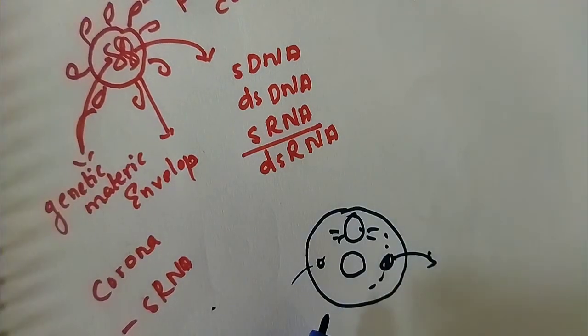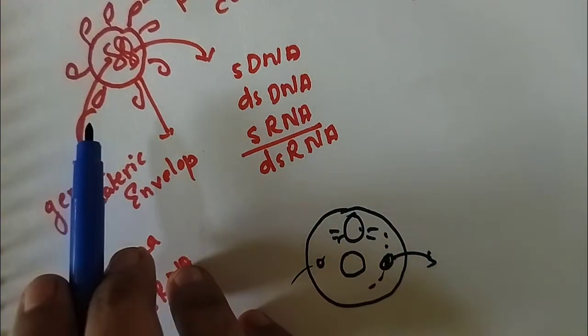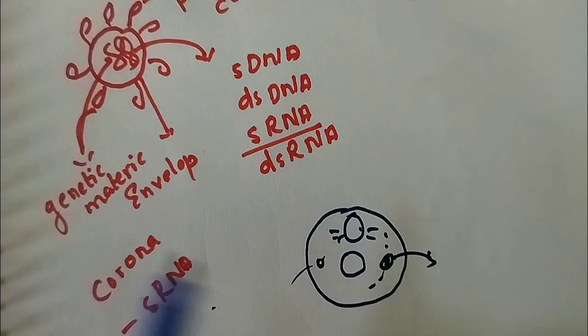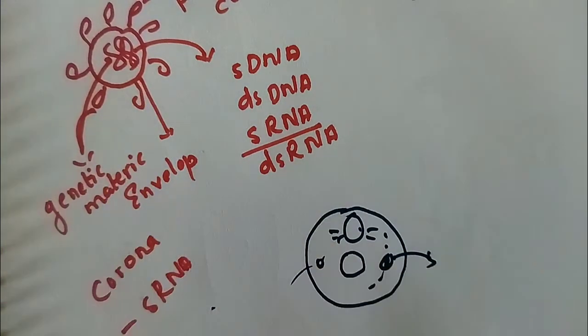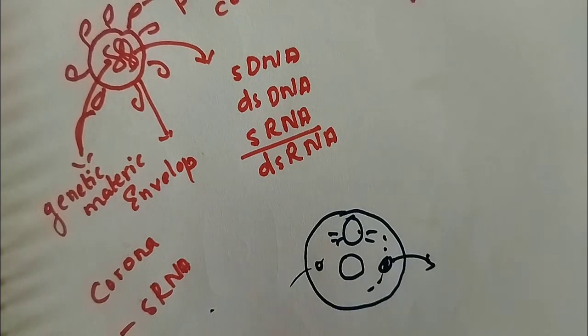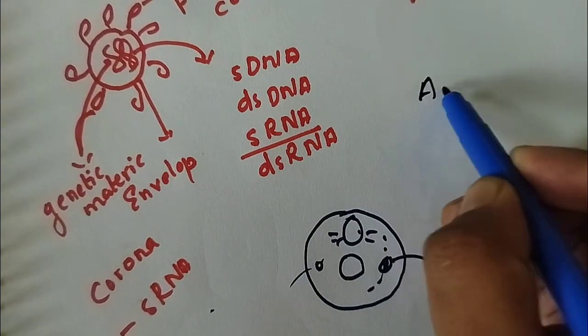It needs a living host to replicate. It needs a living host to produce its own kind of viruses. So how does the corona spread? It spreads by aerosols.